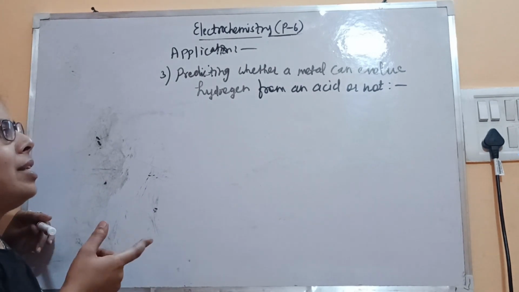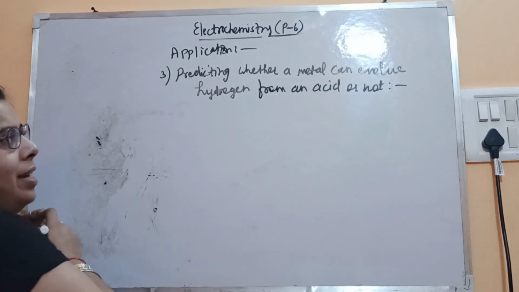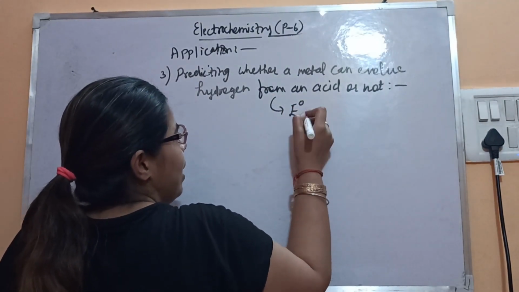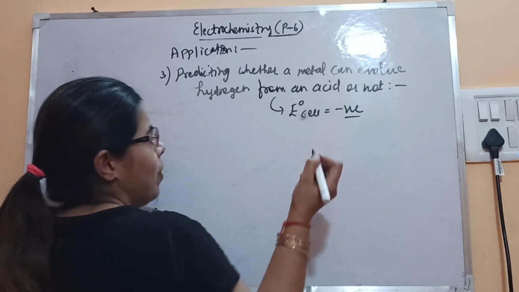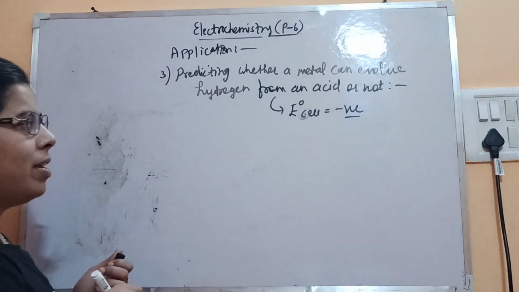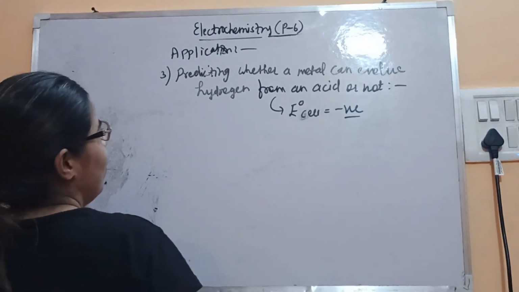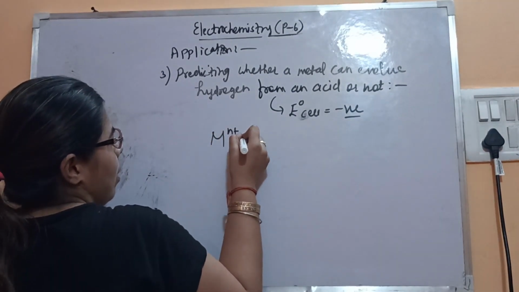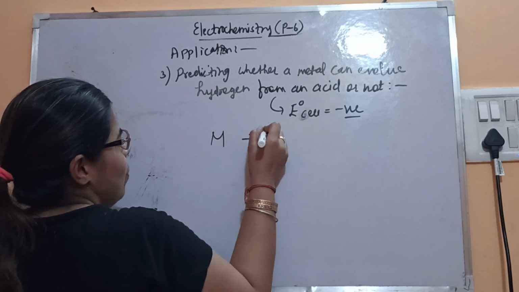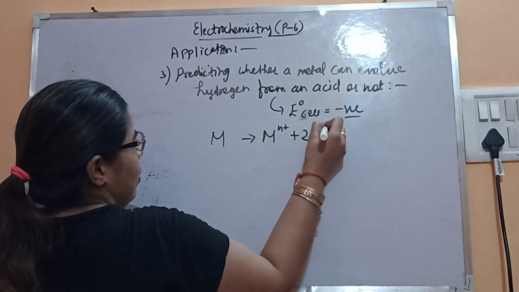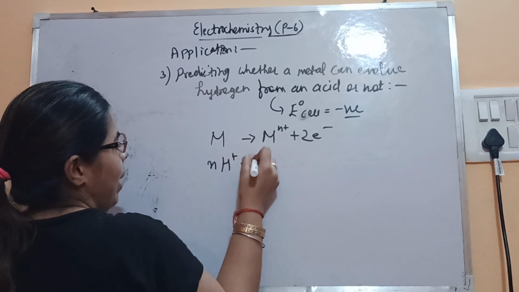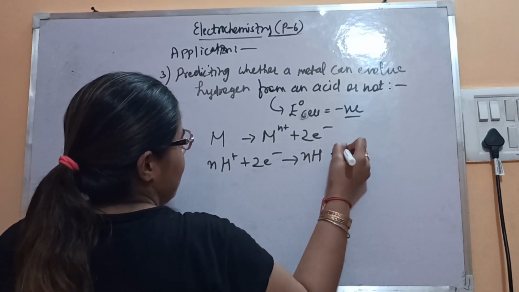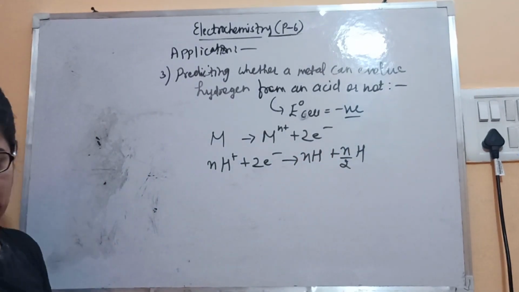So for evolving hydrogen from an acid, what is required? E naught cell has to be negative, because hydrogen is 0.00. So what is happening basically? The metal is losing its electrons. Now these electrons will be accepted by H plus and give you H2.